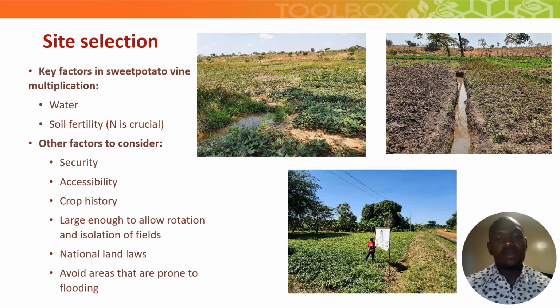Other factors you need to consider include security of your field and accessibility. You don't want to produce seed in areas where you cannot access. The crop history is very important in management of pests and diseases. Avoid areas where sweet potato was grown the previous season. Your land should also be large enough to allow rotation and isolation of fields.